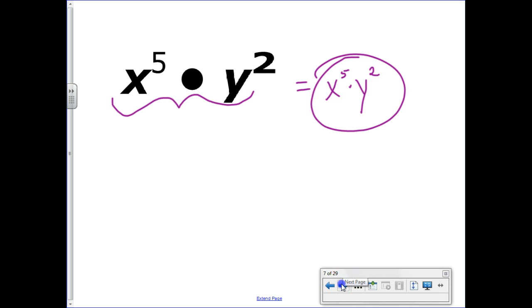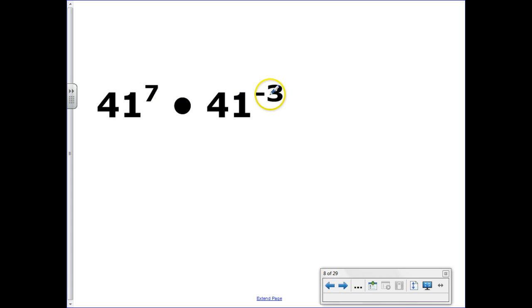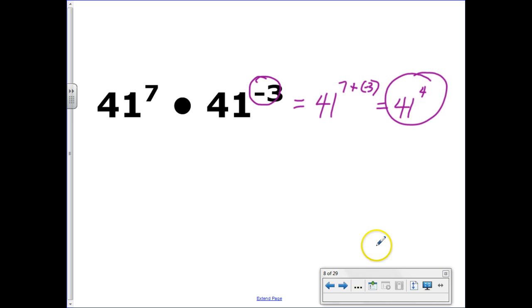All right. Now, actually, let's go back and look at this one. There are times when you might have a negative exponent, and for that reason, we're going to apply the same exact rule. 4 to the 7 plus negative 3 power, and then simply combine those two numbers in the exponent to get 4 to the 4th. That's all you got to do.